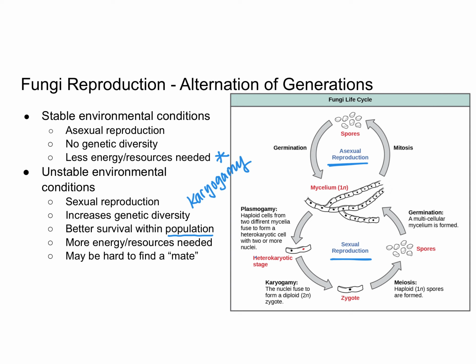Now, you might be wondering, why don't they do sexual reproduction all the time? If this genetic diversity is beneficial, why not just always do it? And that's because it takes more energy and resources in order for this to occur. It also might be hard to find a mate. So remember that with sexual reproduction, especially with heterothallic fungi, you have to have these two different mating types coming from two different organisms. And those organisms have to be close enough together that their mating types or their mating cells can physically come together.